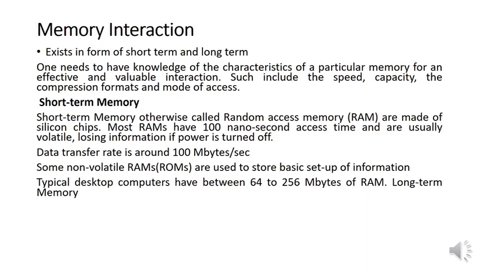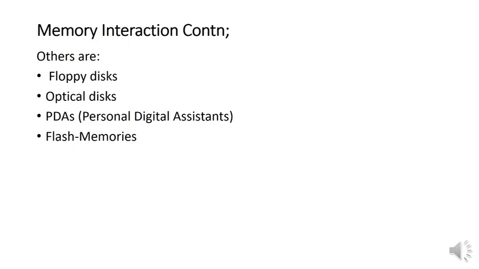Long-term memory also has bigger sizes, ranging into 1 gig, 2 gig, 5 gig, 6 gig, 7 gig, 8 gig, and 16 gig, 32 gig, depending on the size of the computer. Then other storage devices are floppy disks, optical disks, which we all know as CD-ROM or CD drive, then hard disk, PDA, personal digital assistant, then we have flash memory like flash drive, and the rest of it.